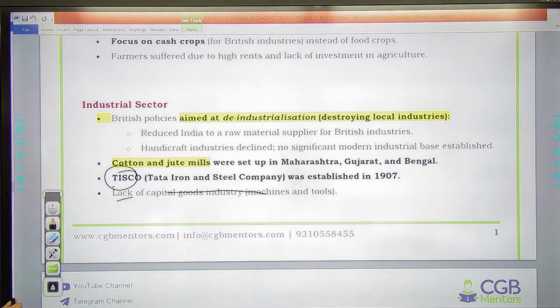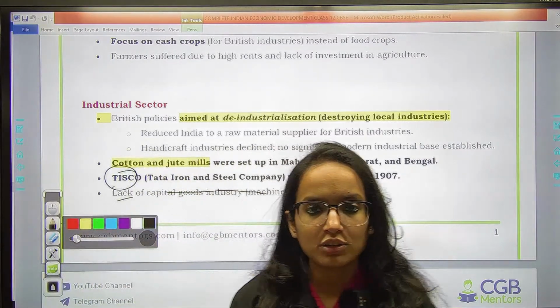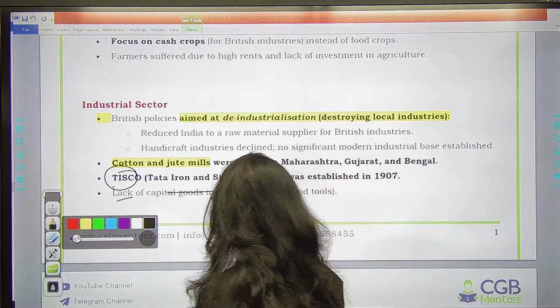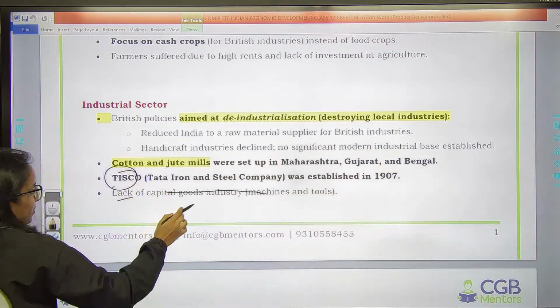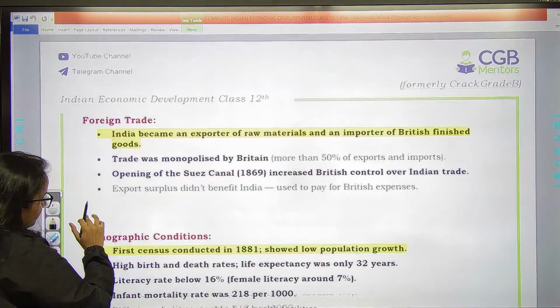But what we were lacking was capital goods, because we did not produce, right? We were only a supplier of raw materials. So we had lesser availability of capital goods. What are capital goods? Those which can be used in production, like machinery, equipment, tools.